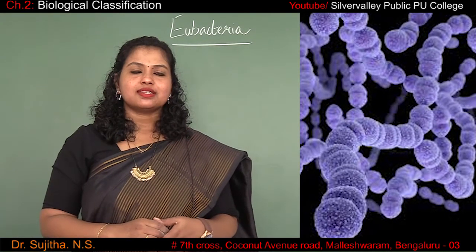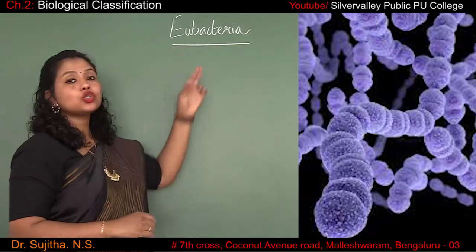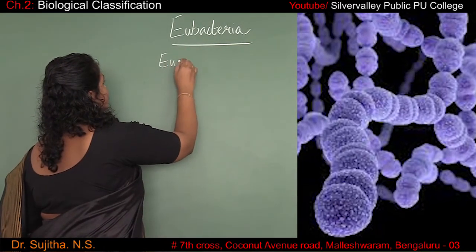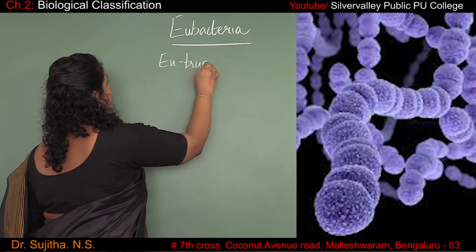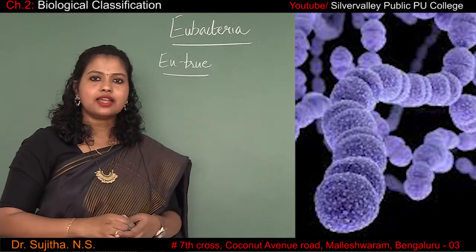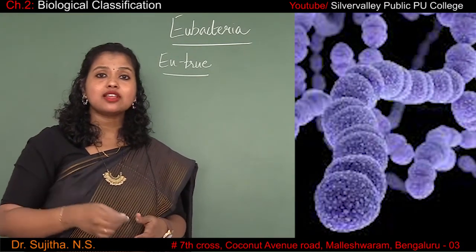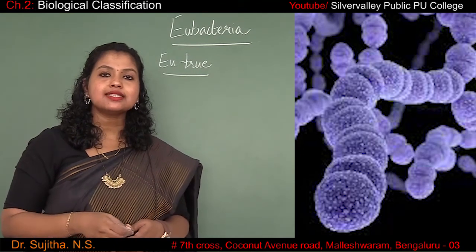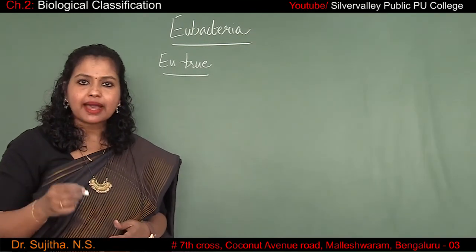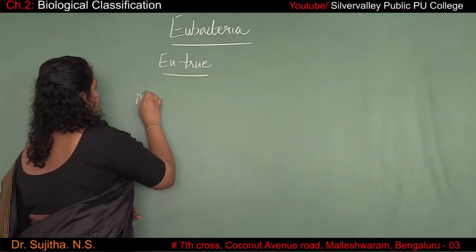Next, the second one is the Eubacteria. Eu means true, true bacteria. So in case of Eubacteria, it has a cell wall which is very rigid. And what does the cell wall contain? The cell wall contains polysaccharides and amino acids. And if the bacteria is motile in nature, motile means able to move.